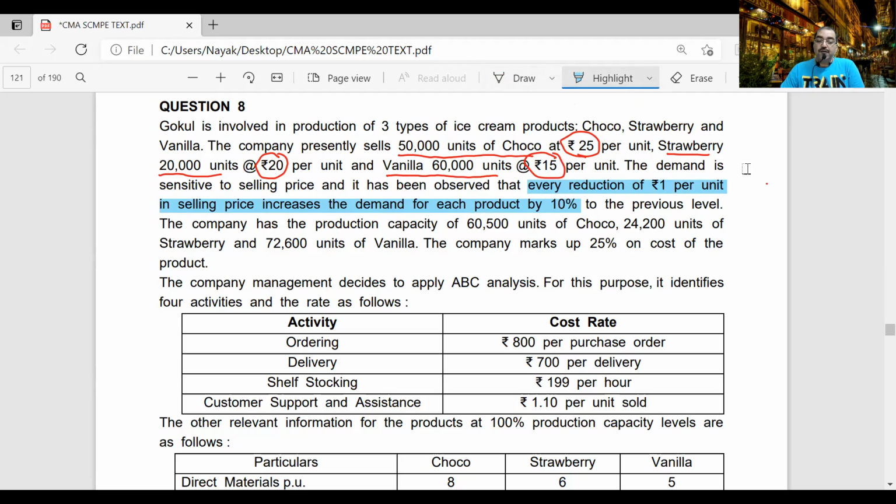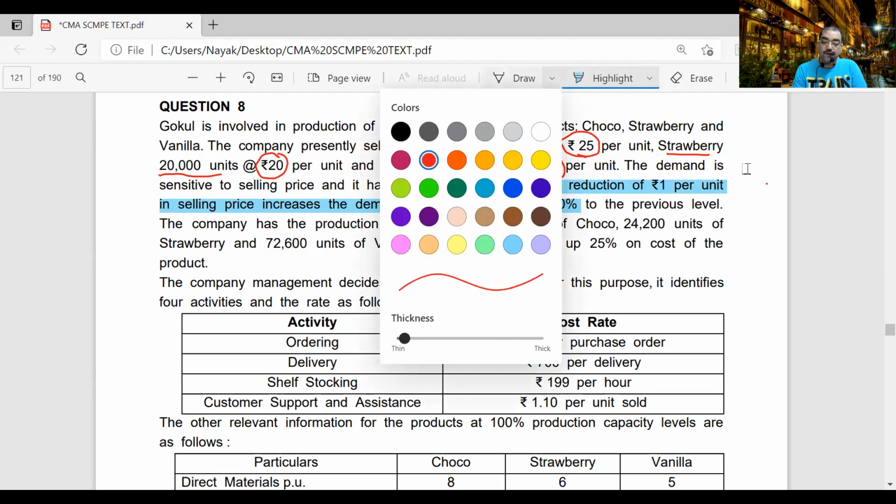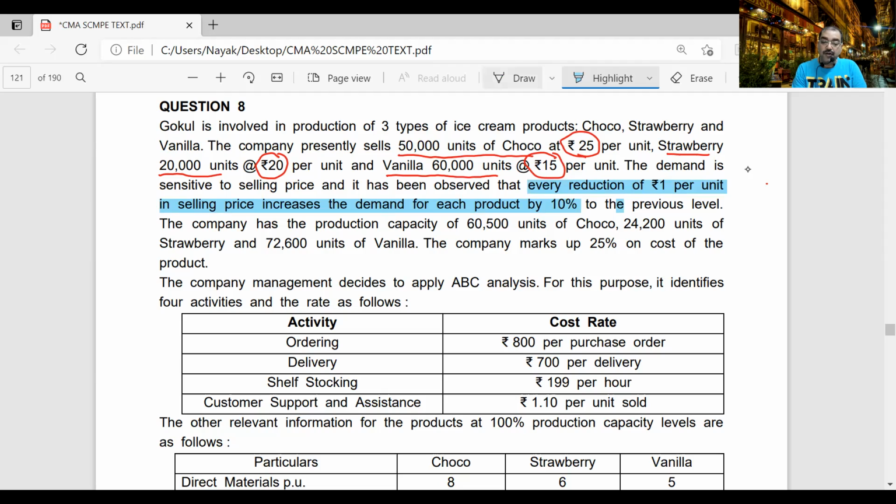The company has the production capacity of 60,500 units of choco, 24,200 units of strawberry, and 72,600 units of vanilla. Company marks up 25% on cost. This is the profit percentage on cost of the product.